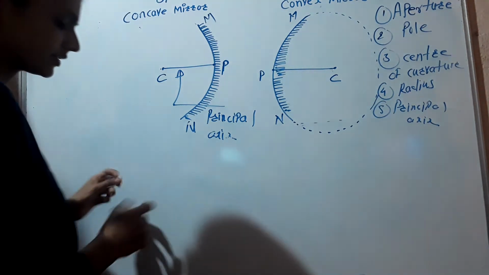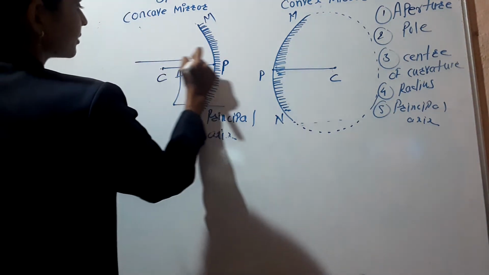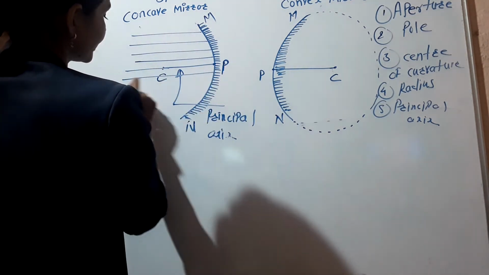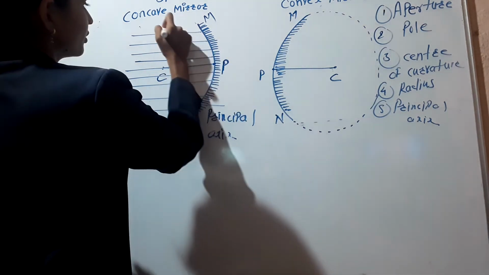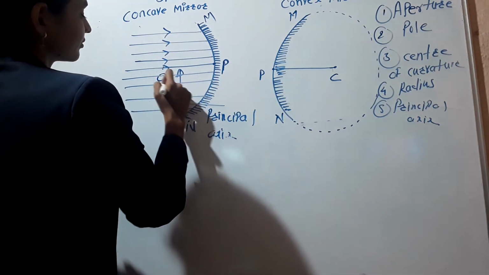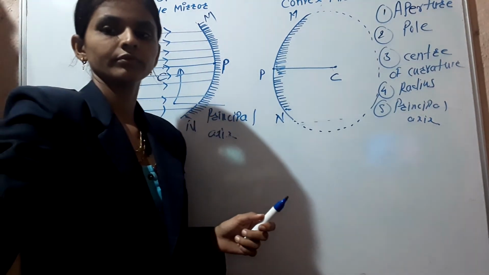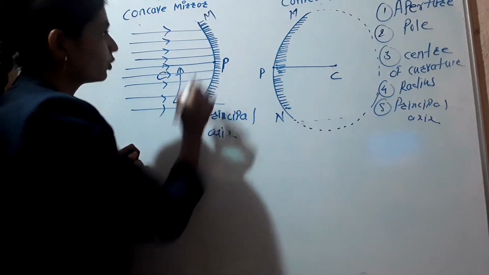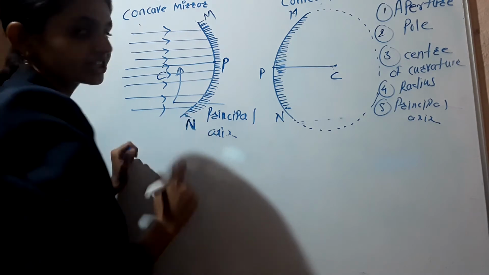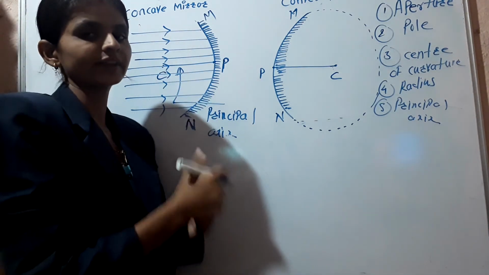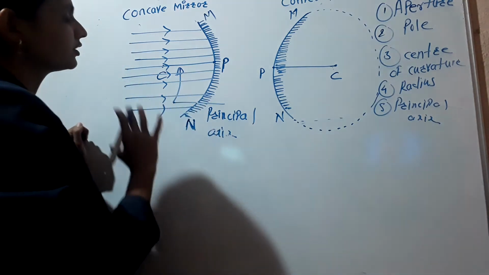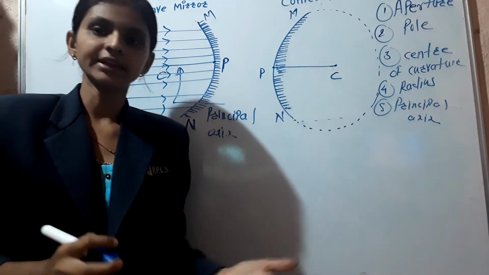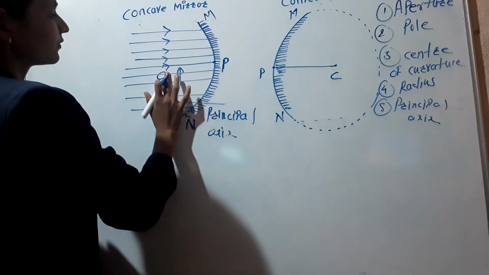So here in the diagram you can see some parallel lines, some straight lines passing. So these are the rays. These are all the parallel rays which are falling on the sphere of the concave mirror. So MN is the aperture, meaning the reflecting surface. All the rays are falling on that reflecting surface. When all the rays fall on the surface, what will happen? They will get reflected.